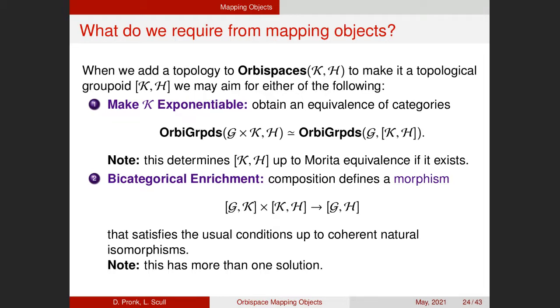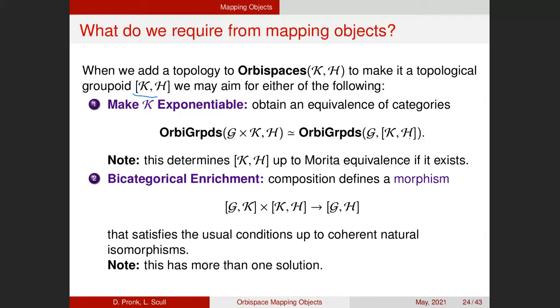Now I said I would like to work with mapping objects, and I'm thinking of things like path spaces. So the question is, categorically, what should you ask from a mapping object? On the one hand, we can ask that it be an exponential. If I have two orbi groupoids K and H, and I make a topological groupoid, say square brackets KH, then it is an exponential if the category of generalized morphisms G cross K into H and the two cells between them is equivalent to the category of maps from G into this mapping groupoid and the two cells between them. So this is kind of a right adjoint to the product.